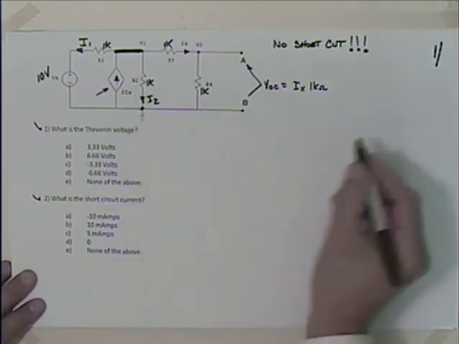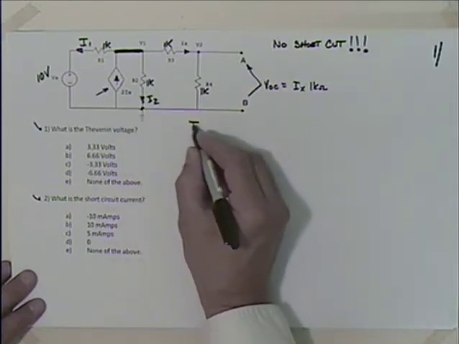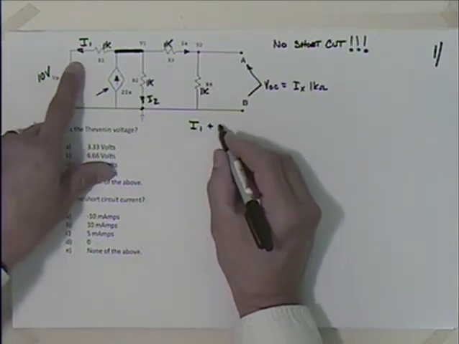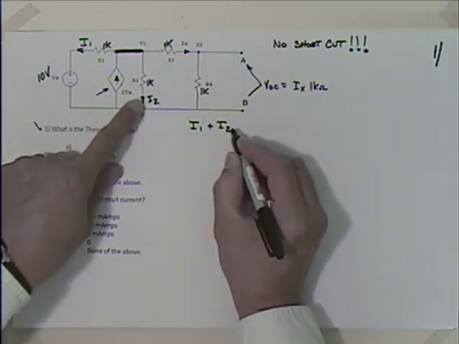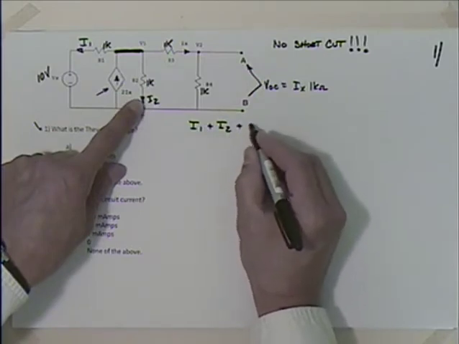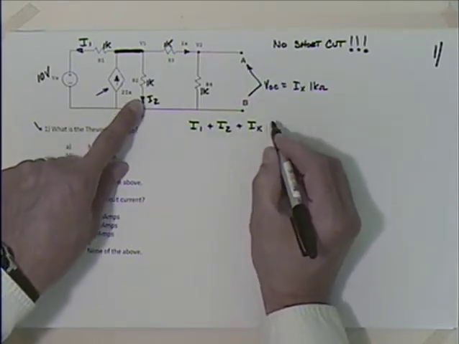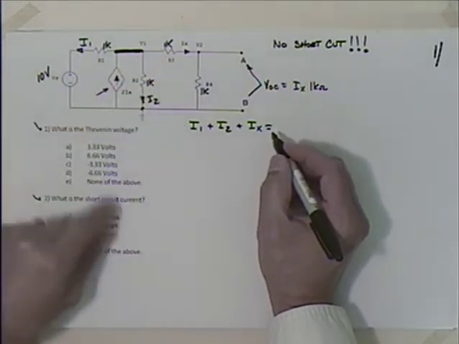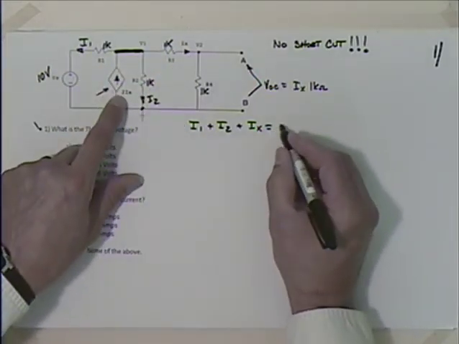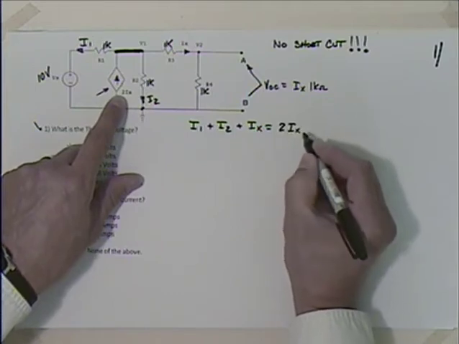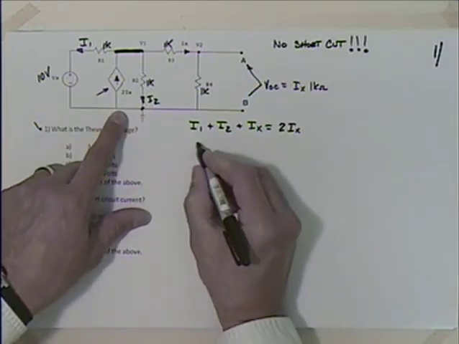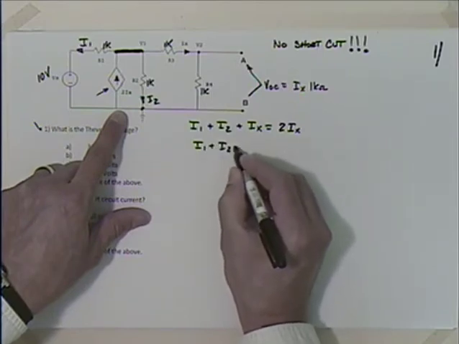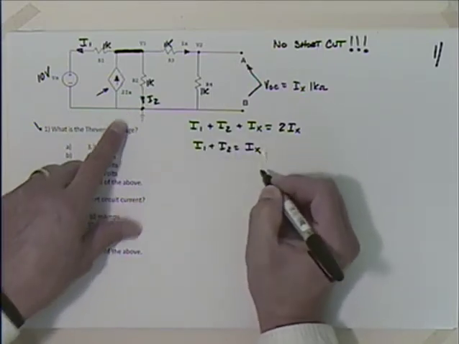So we'll write Kirchhoff's law then. We can say that we have I1 plus, that's that current there, I2, that's also leaving, plus IX, and that's leaving. It's going to be equal to this that's going in, which happens to be 2IX. So we tidy this thing up: I1 plus I2 is equal to IX.